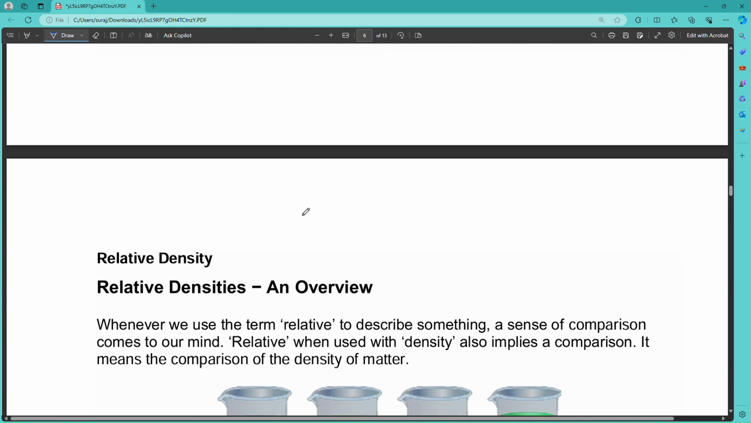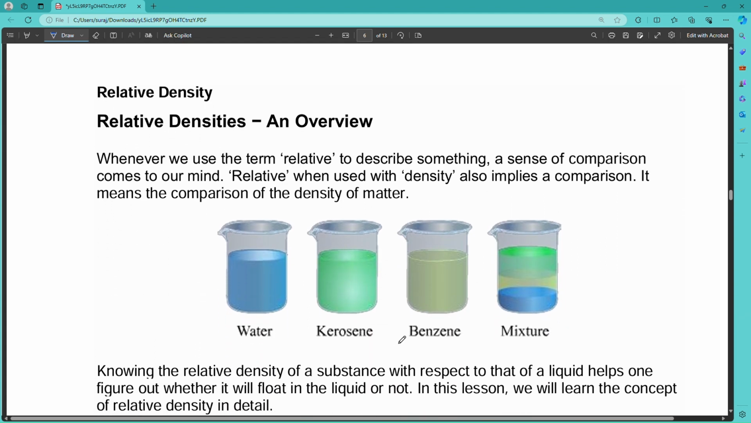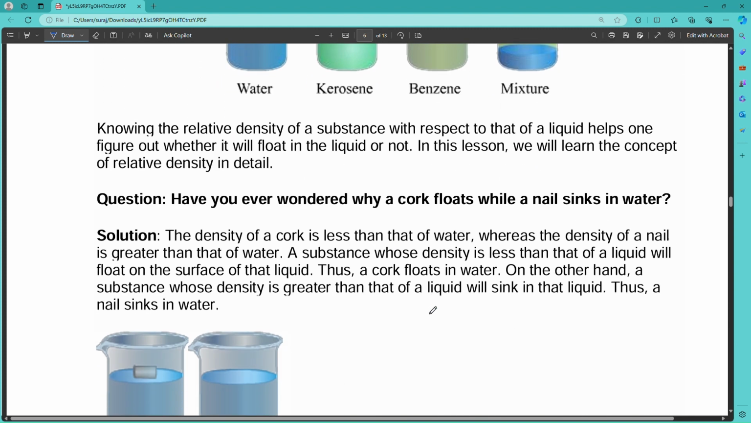And next is relative density. In the case of relative density we can compare water, kerosene and benzene. When we pour three liquids into a single beaker, we can see that levels are created, so the density is relative, meaning comparative with another. That is relative density.